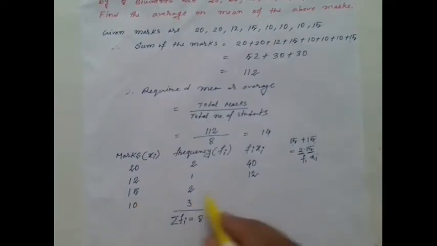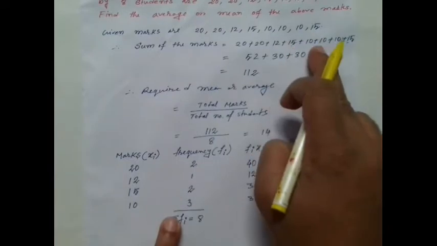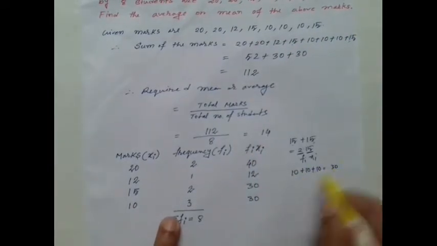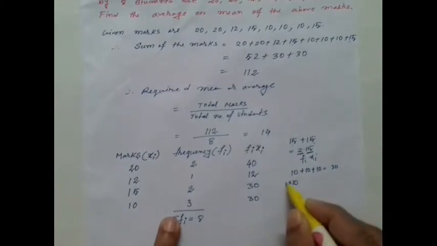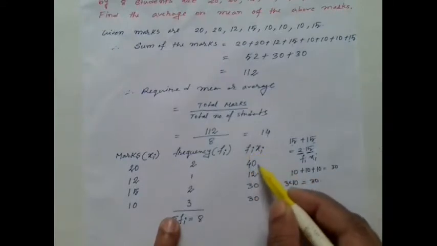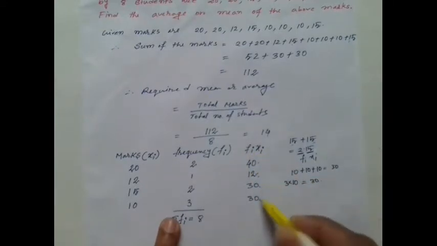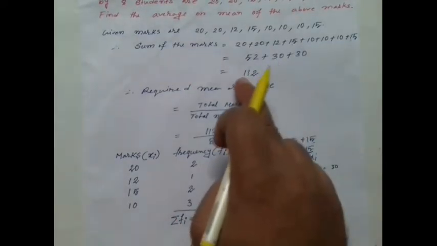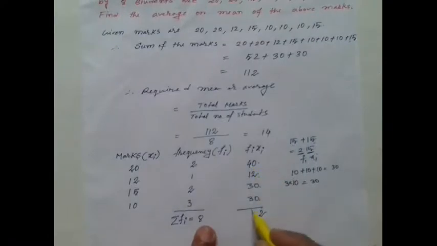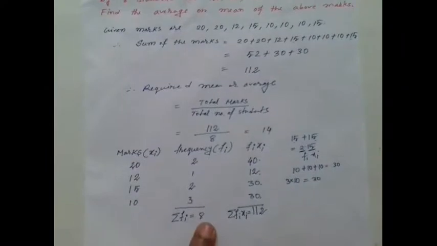So 2 into 15 we get 30, and 10 into 3 we get 30, because previously we did 10 plus 10 plus 10 to get the sum, but here we can do 3 into 10 and also get 30. Now for the different fi xi we get 40, 12, 30, 30. If we add, we get the whole sum, that is 112. Let's see. 40 plus 12, 52, plus 30, 82, plus 30. This is the total sum for fi xi, 112.